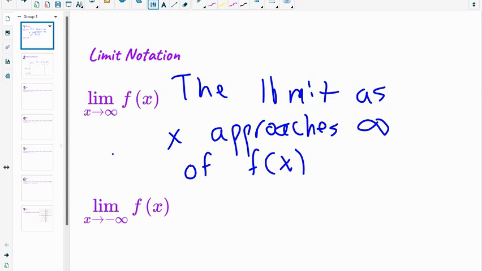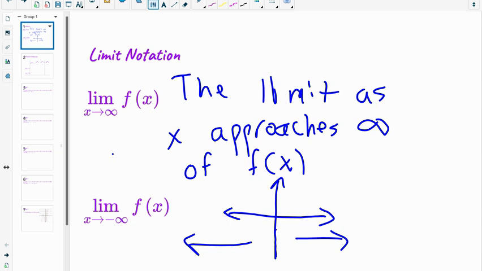Now, right below it, it's the limit as x approaches negative infinity, which means our values are getting smaller and smaller and smaller. So if we were to look at a graph on a coordinate plane, as we go off further and further to the right, what's going to be the end behavior of the graph? What is the graph telling us it's doing? And as we go further and further to the left, same idea.